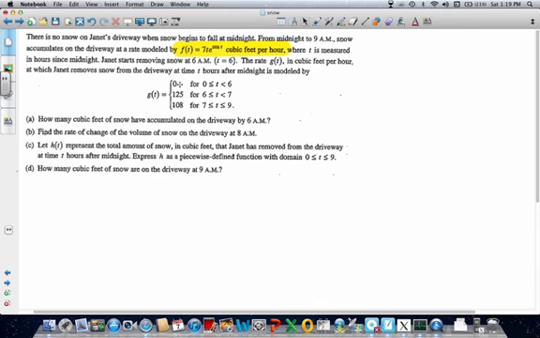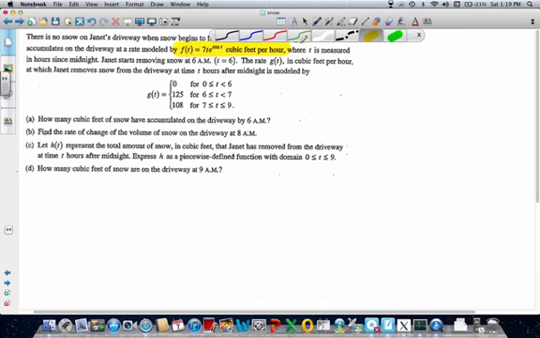So what this is saying, she wakes up at 6 a.m., starts removing the snow. She doesn't remove any snow per hour from 0 to 6. Then from 6 to 7, she's removing it at a rate of 125 cubic feet per hour. Then she's removing it at a rate of 108 cubic feet per hour from 7 to 9.